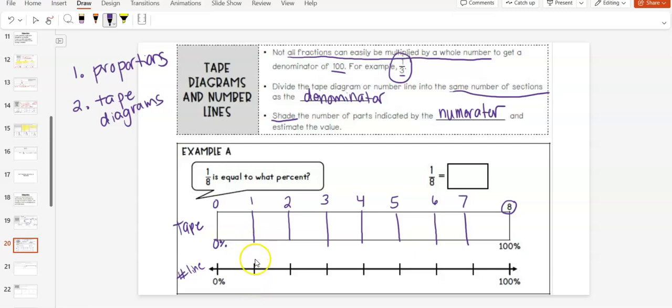I'm going to do the same thing on my number line. 1, 2, 3, 4, 5, 6, 7, and then 8. That was our first step. Divide the tape diagram or number line into the same number of sections as the denominator. I am now going to shade the same number of parts as my numerator, which in this case is 1. So I'm going to shade just one part of my tape diagram and my number line.